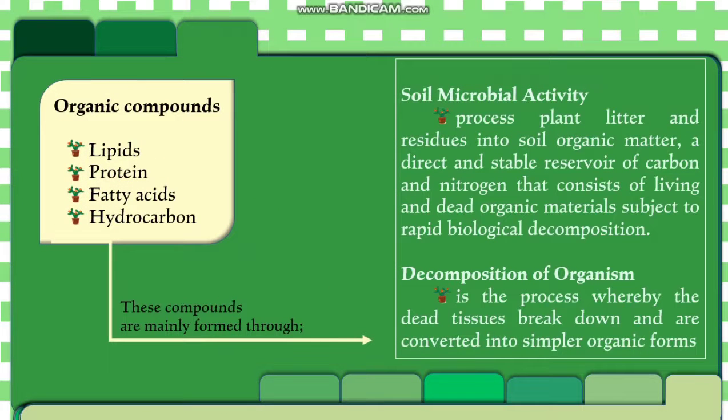So we also have organic compounds. Those are lipids, proteins, fatty acids, and hydrocarbons. Those compounds help the plants to grow. So these compounds are mainly formed through soil microbial activity and decomposition of organisms. So first, let us discuss the soil microbial activity.